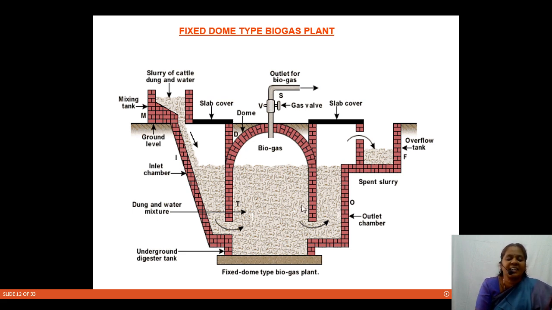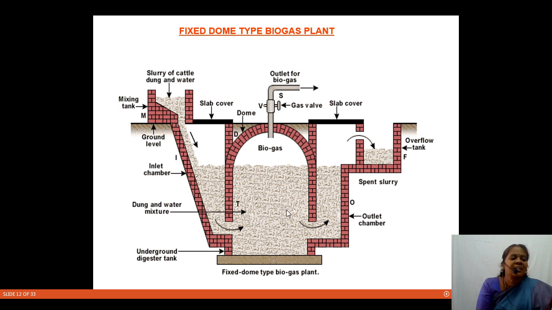Where they are constructing it, the biogas plant is a very big underground tank made up of bricks and cement. Like our building, how we construct it, like that underground we have to construct it. Okay, the lower part is called the digester. Here only the anaerobic microorganisms produce the gas. So this is like our stomach, the digester.